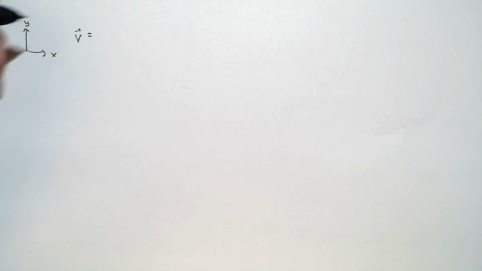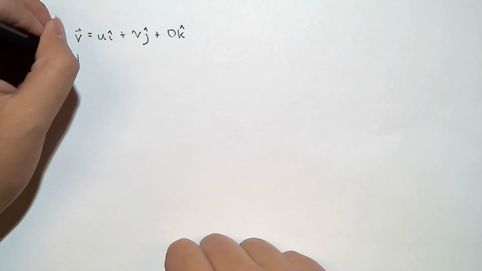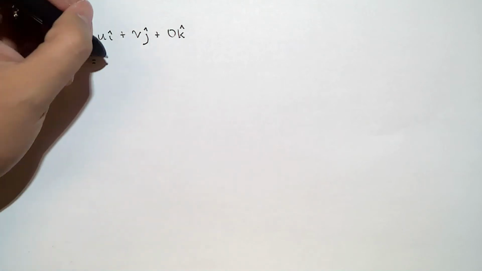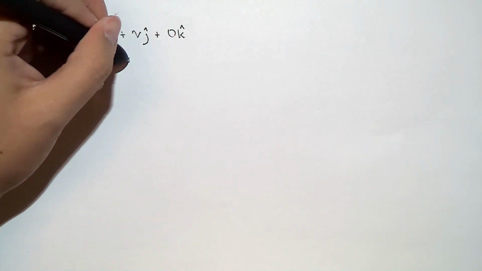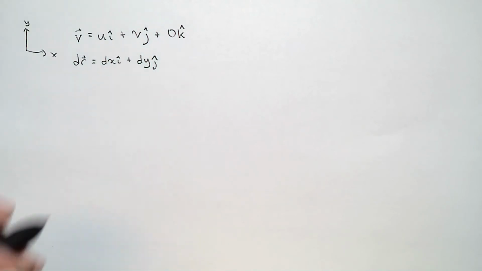So if I'm looking at a fluid in a 2-dimensional XY plane, my velocity vector is what? I have my x component, I have my y component. What would my z component be? 0, that's correct. Likewise, my position vector, my infinitesimally small position vector dr, will have an x component, a y component, and what would the z component be? Still 0, because we're looking at only 2 dimensions.